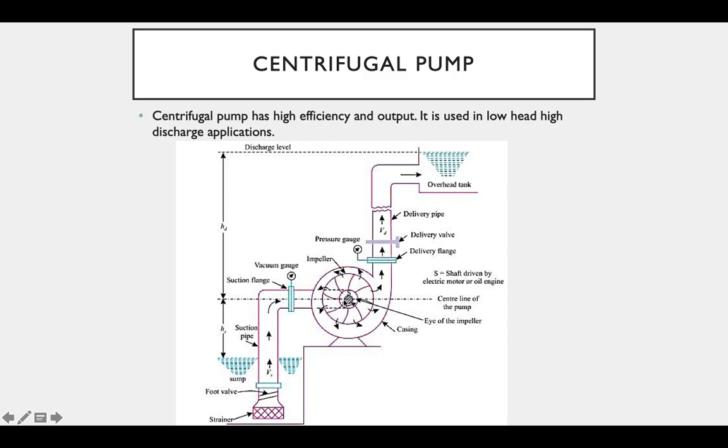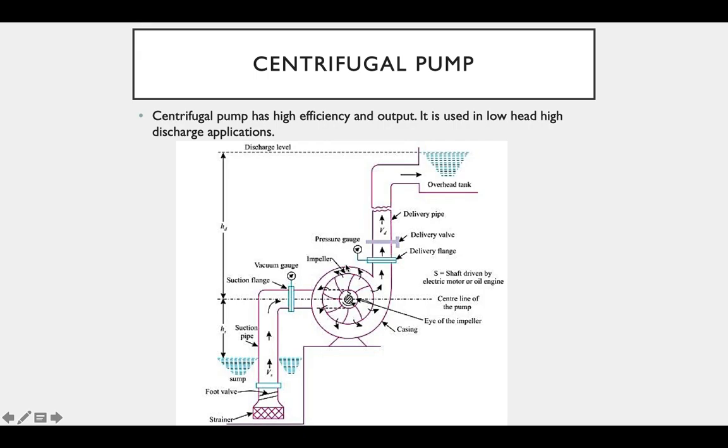Then on the eye of the impeller, we have the impeller. This total is the impeller, and these are the impeller vanes. This is the casing, a special type of casing known as volute casing, and here we have a pressure gauge, then a delivery valve, delivery pipe, and the overhead tank to which water has to be raised. Now here we have one more valve, which is known as the priming valve, which is used for priming.